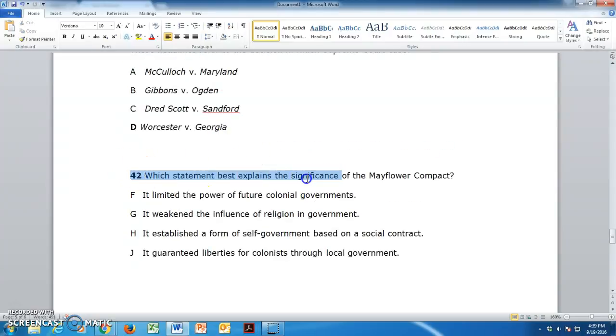So, Number 42. Which statement best explains the significance of the Mayflower Compact? I mean, this is a question. Don't get me wrong. It's a question that you might even be able to understand. But please change it into your own words, even if you understand it. Because, again, best. Well, do all of these explain the Mayflower Compact? 99% of the time, it's just one of them. So, it limits the power of future colonial governments. It weakens the influence of regional government. It establishes a form of self-government based on a social contract. It guaranteed liberties for colonists through local government. Let's see if you can change this into a question in your own words. This is just rephrase.